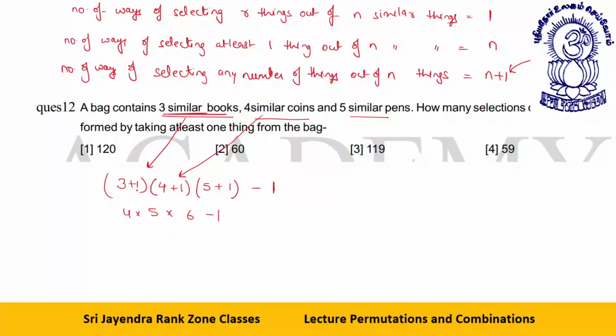I'm sure this must be clear to you so far. Clear? 4 into 5 into 6 minus 1. Options, let us check. 20 into 6, 120 minus 1 or 119 ways. You can have a look over it. Clear?